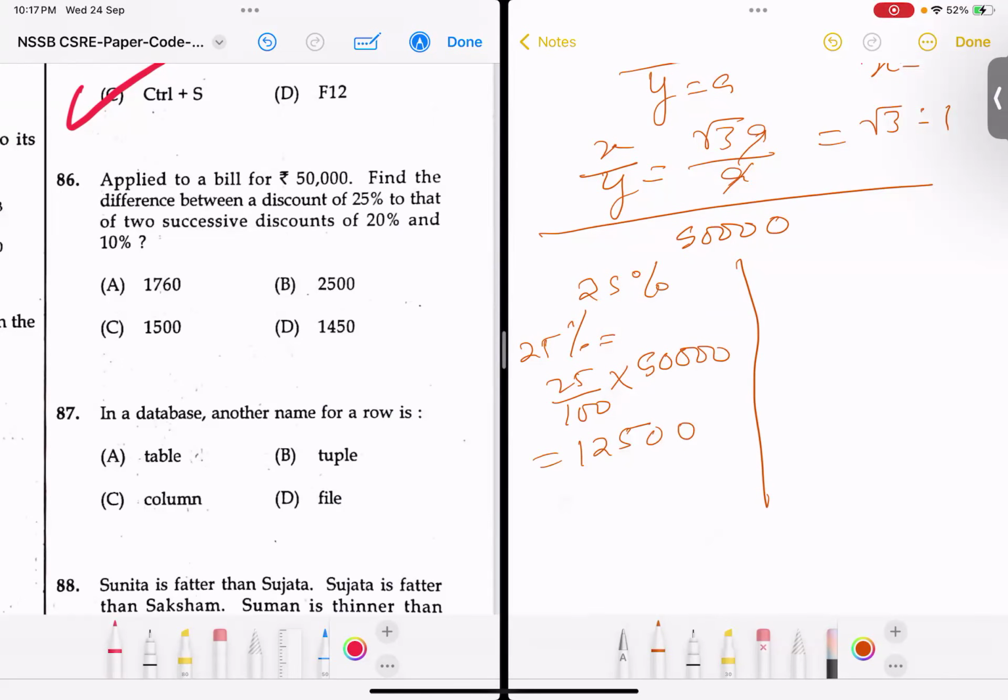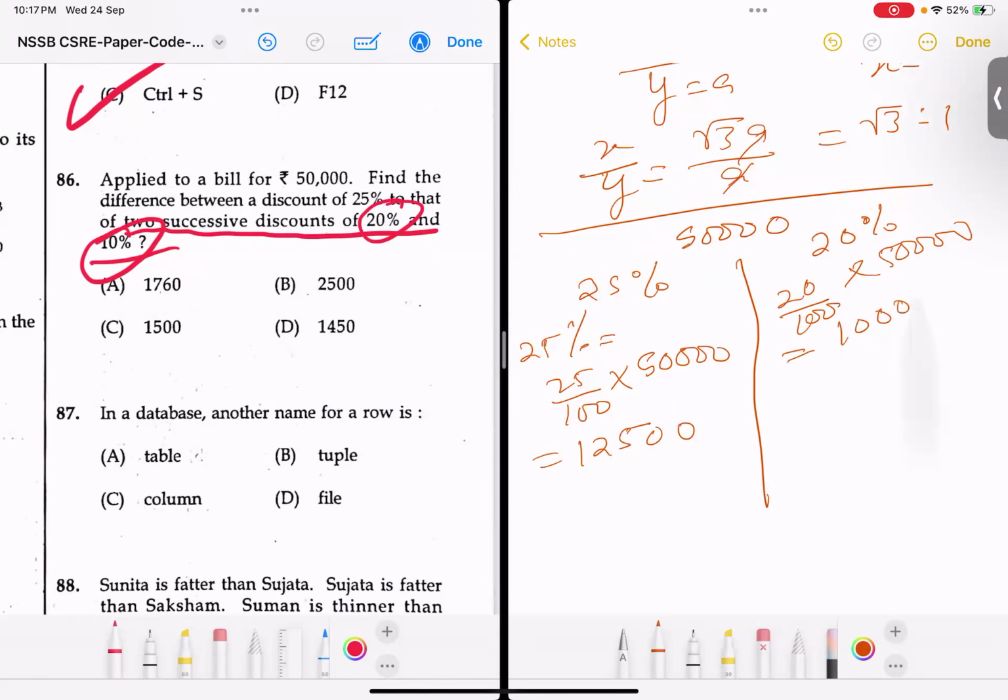But in the second case, there have been two discounts. First, they apply the discount of 20%. And after that, whatever amount is left, again, they apply the discount of 10%. So we are not going to add them up directly. First, we have to do it separately, which means first they apply a 20% discount, which is 20 by 100 of 50,000, and this gives 10,000. So in the first discount, we get 10,000.